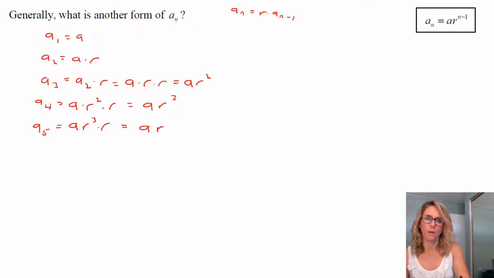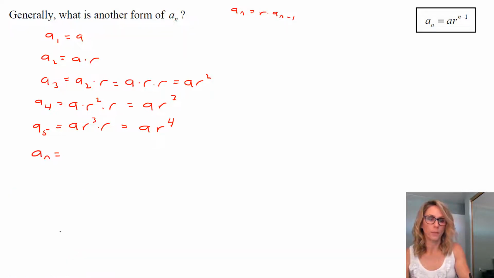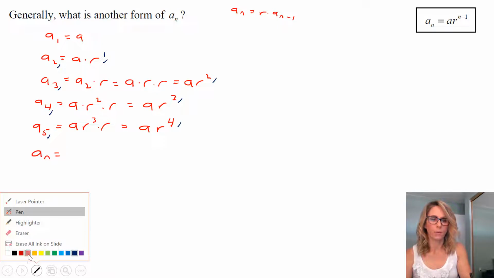So we have a times r to the 4th. Key thing here: if we want to think about another way to write a sub n, the more general form so that you don't need to always think about that previous term, notice the exponent on the r and the subscript of whatever a we're trying to find. So a sub 3 has an exponent on the r of 2, a sub 4 has an exponent on the r of 3, and a sub 5 has an exponent on the r of 4.